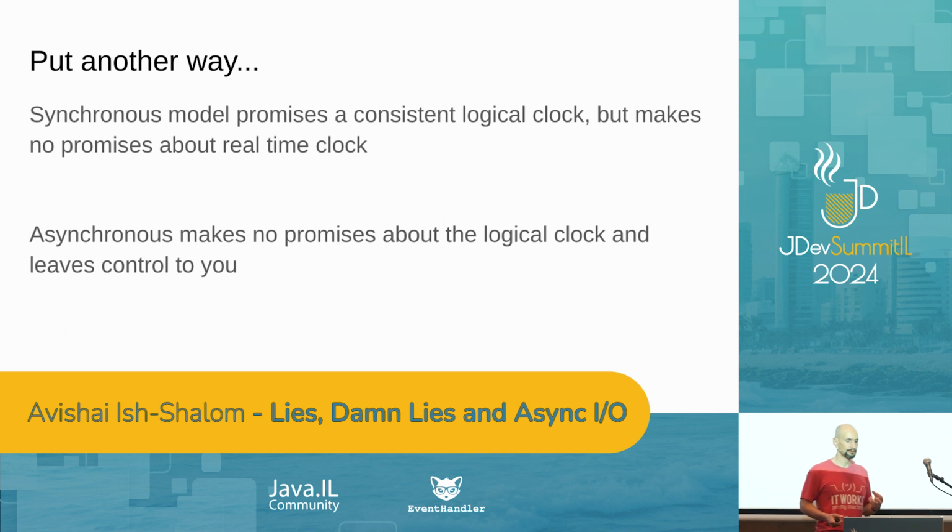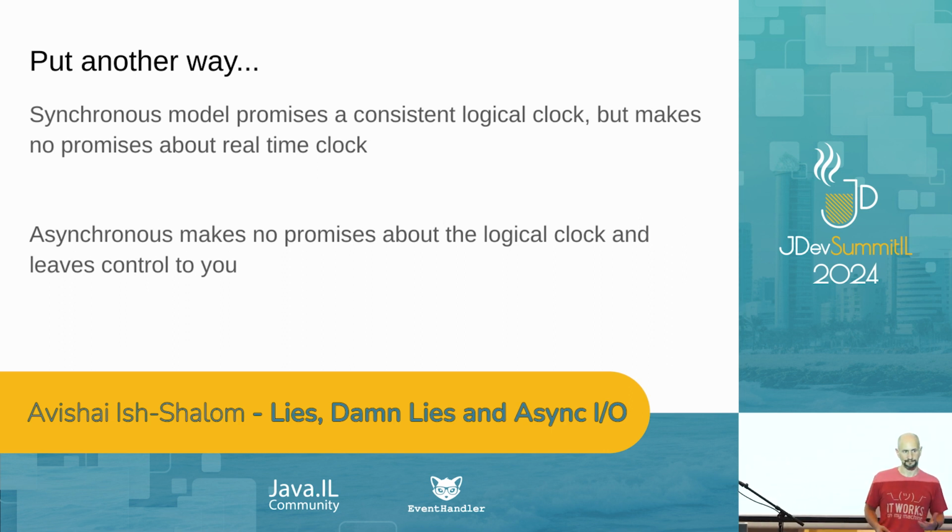As opposed to this, asynchronous code doesn't make any promises about the logical clock, so things can go back in time in terms of the logical clock, but it leaves control to you, which means that you can, if you want, keep synchrony with the real-time clock. Okay? So because functions are non-blocking, and control is still in your hands, you can pause at any time and look at the real-time clock and say, okay, I want to do this because too much time has passed, or I don't want to do this, and so on. This is useful if you're doing real-time programming of any sort, if you're building schedulers, if you need to handle delicate timeouts, and so on.